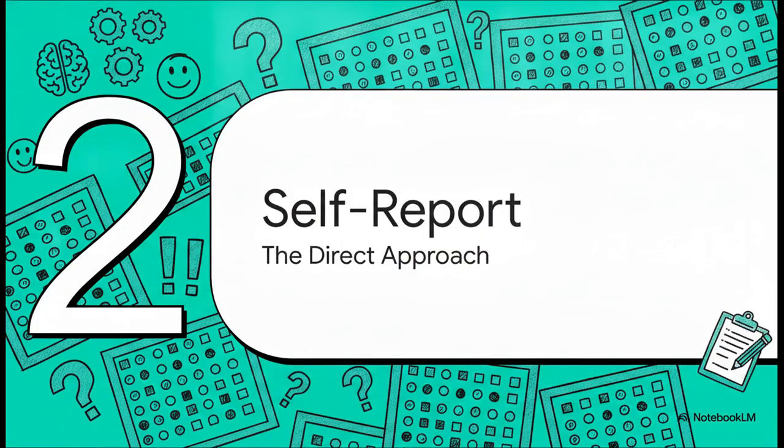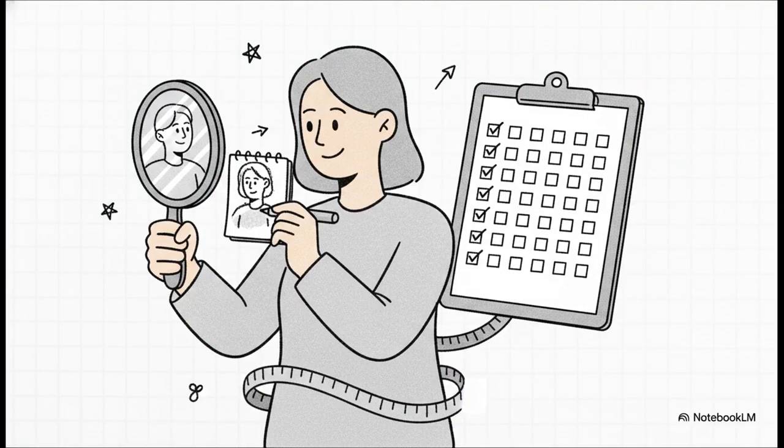Moving right along to section 2, self-report, the direct approach. Let's look at objective personality tests. You can kind of think of these as the multiple choice exams of psychology. These highly structured measures rely on a pretty massive theoretical assumption, the idea that individuals can actually describe themselves accurately.